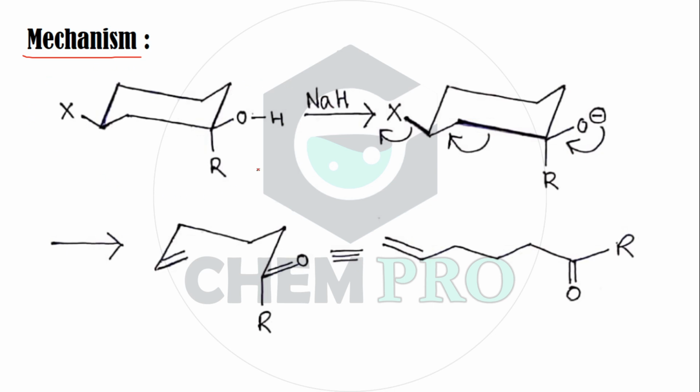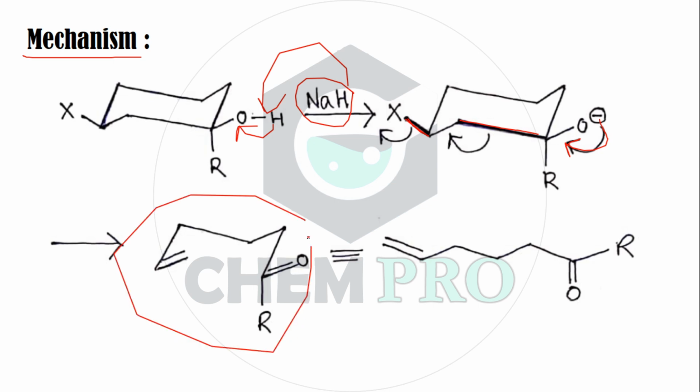This is a 1,3-difunctionalized system, and if we use NaH base, it will take up this hydrogen and make the oxygen negative. After the simultaneous reaction, that is, the breaking of this C-C bond and this C-X bond due to the donation of this negative charge, we can get this alkene, and if we write it as a linear structure, we get this product.